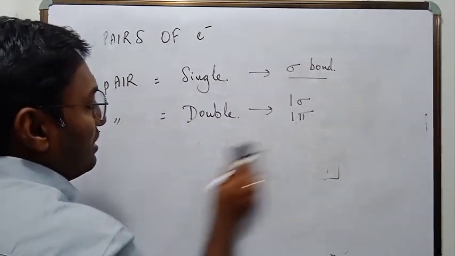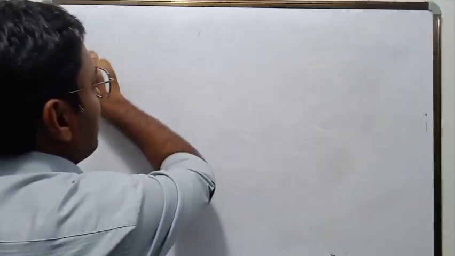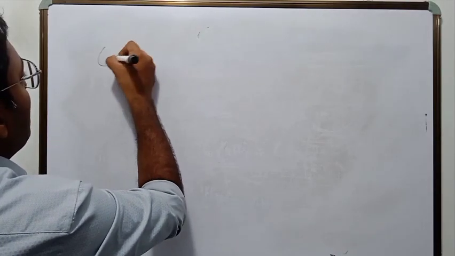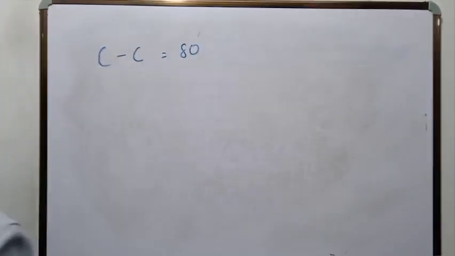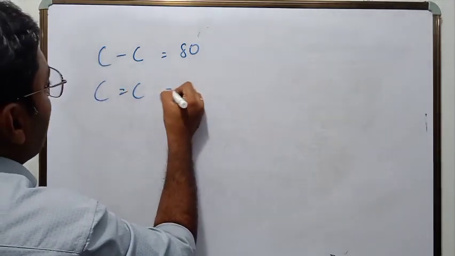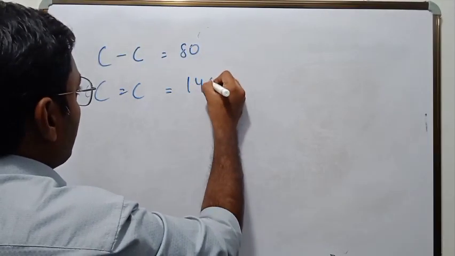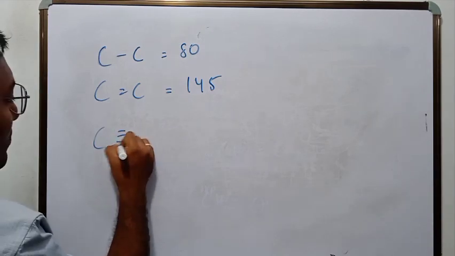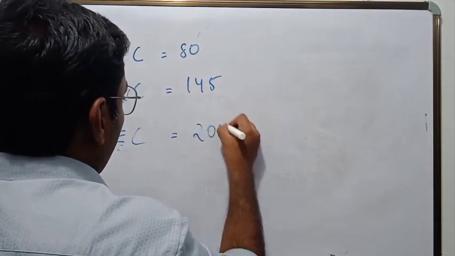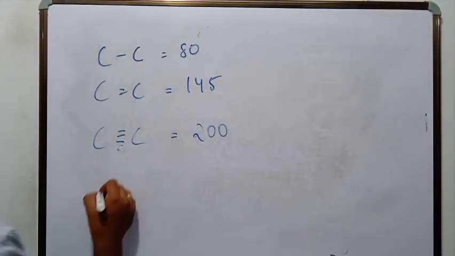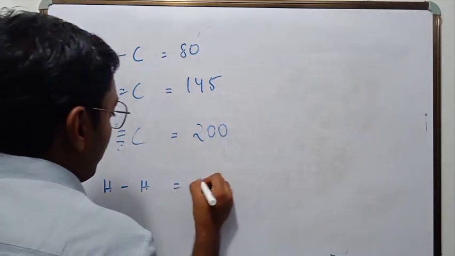Let us now go to the energetics part, and we will simply write down some of the covalent bonds that we know and their energy. The carbon-carbon single bond, let me take the blue marker, has 80 kilocalorie per mole of energy. The carbon-carbon double bond has 145 kilocalorie per mole. The carbon-carbon triple bond has 200 kilocalorie per mole. Fine. The hydrogen-hydrogen bond has 105 kilocalorie per mole.